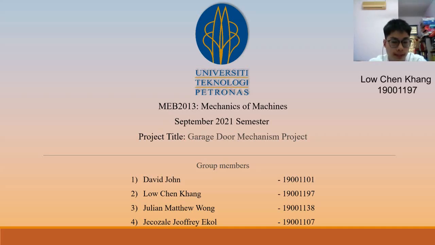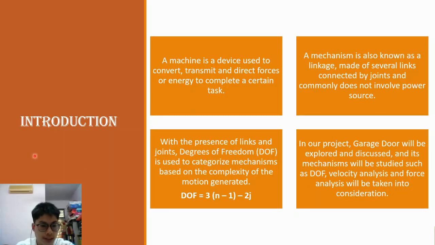Today we would like to present our project entitled Garage Door Mechanism Project. So let's come to our introduction. A machine is a device used to convert, transmit and direct forces or energy to complete a certain task. And the mechanism is known as linkage, made of several links connected by joints, commonly does not involve power source. With the presence of links and joints, degrees of freedom (DOF) is used to categorize mechanisms based on the complexity of the motion generated based on Grübler's equation.